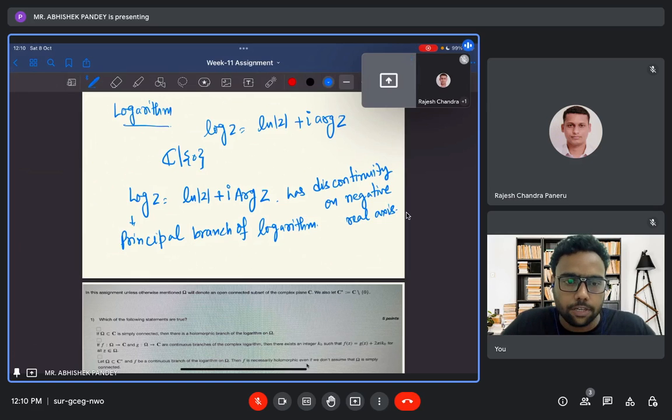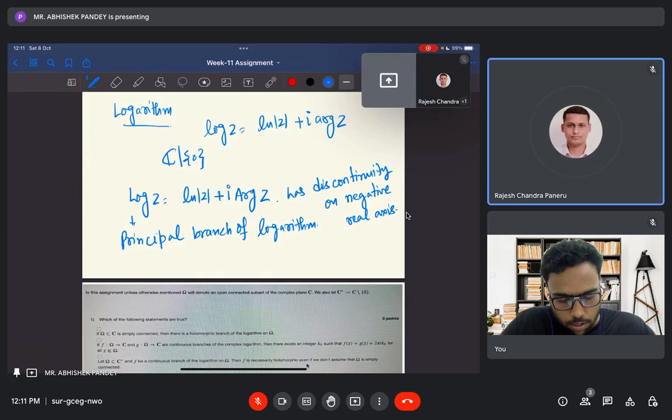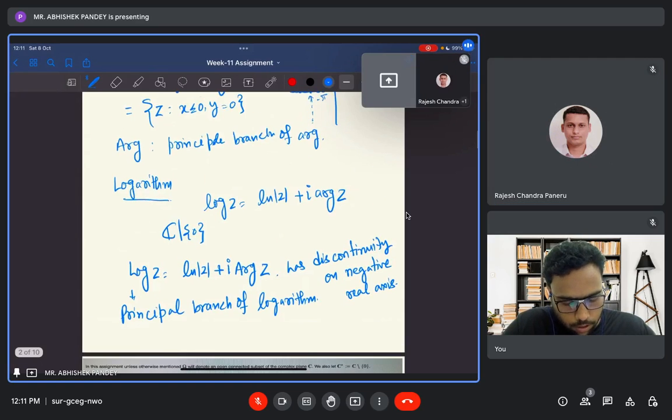These things are very important in constructing Riemann surfaces. Those things you will encounter later. So is it clear now, branches and all things? So if I ask you whether there exists a branch of logarithm in the punctured unit disk, what will be your answer?